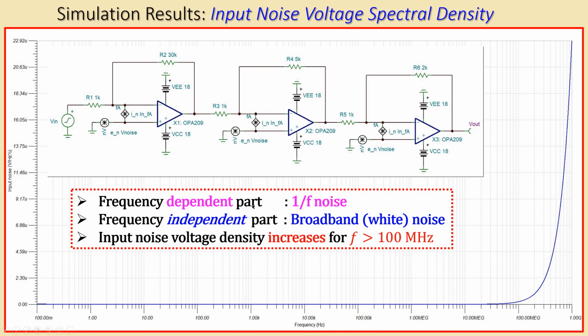The frequency dependent part, the 1 over F noise part, is very hard to see because of that large region here. And we have the part which is independent of the frequency, which is the broadband or white noise part. And then the part which is increasing, which is the part after this 100 megahertz. But that part is not really interesting for us because our complete circuit will filter out the signal much earlier. That is the input noise voltage spectral density.